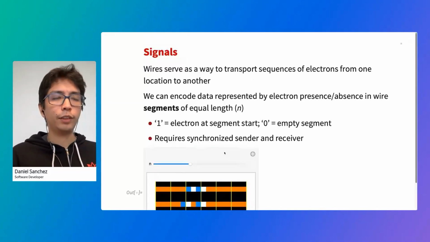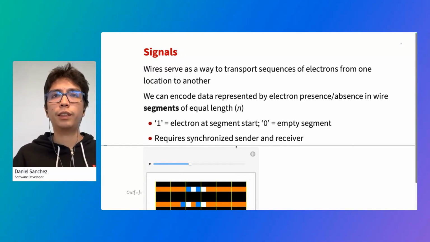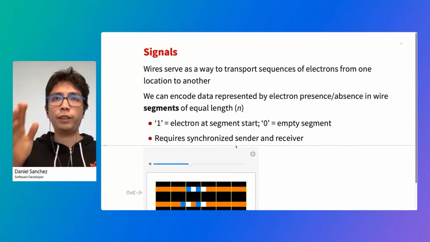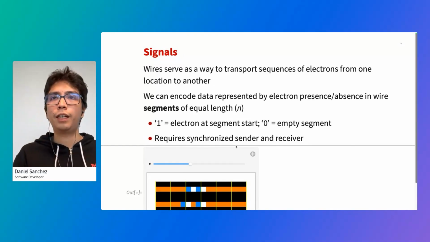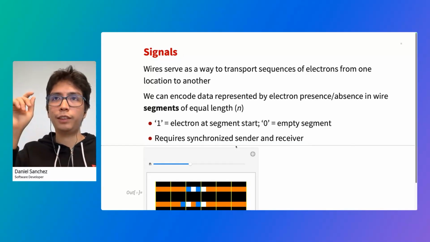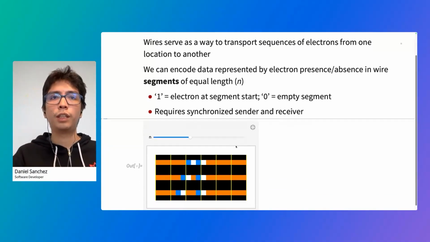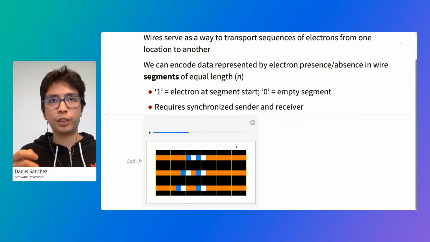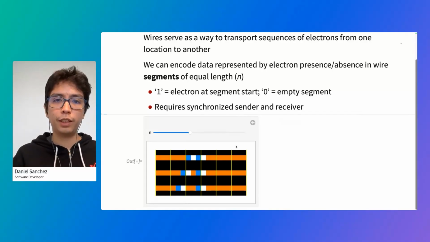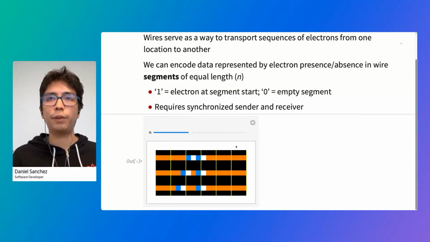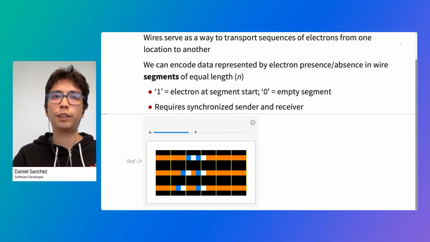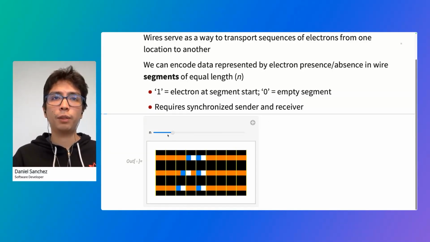And we can start talking about signals. We can divide a wire into segments of equal length and say that if an electron head is at the start of the segment, the signal is on, and if the electron head is not there, it's off. This requires synchronization between the sender and the receiver, so that everything works as you would expect. And there's a choice of the segment length. What's the best segment length, right? That changes how we construct things.